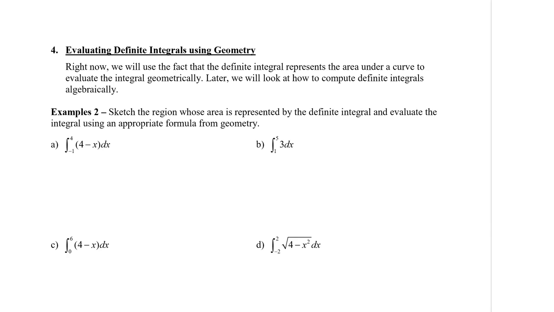So what we're going to do is take the integrand, which in this first case is 4 minus x, and we're going to draw that graph. So I'm going to draw an x and a y-axis. And I know that my lower limit and my upper limit is -1 to 4. So I'm going to plot -1, 0, 1, 2, 3, 4. And then I'm going to draw the graph of 4 minus x. So this graph has a y-intercept of 4. And then the slope is -1.